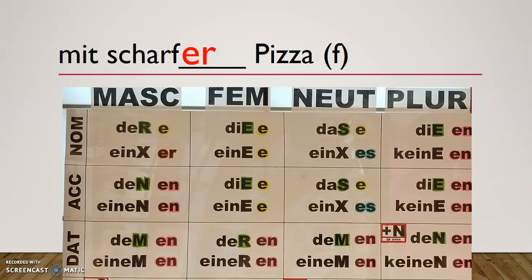Pizza. And that's it. So that was a quick review of adjective endings in the nominative and accusative cases, and now adding on to that the dative case. Das ist alles. That's it.